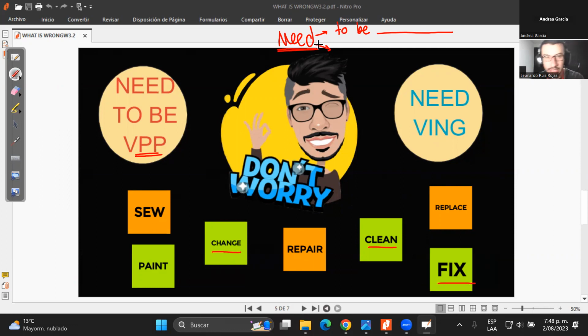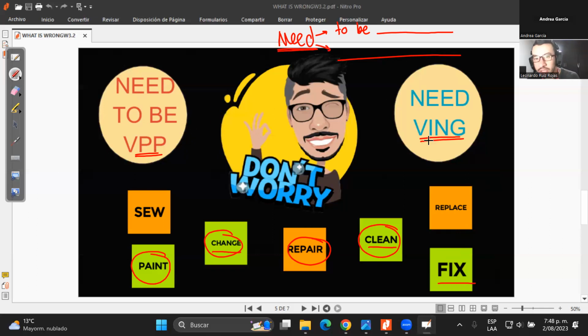Or the other possibility is only using need and the verb in gerund. Okay, it needs changing, it needs repairing, it needs painting, it needs cleaning, it needs replacing, right? What is the difference? No difference. The first one is going to be necesita ser reemplazado, necesita ser cambiado, necesita ser arreglado, reparado.